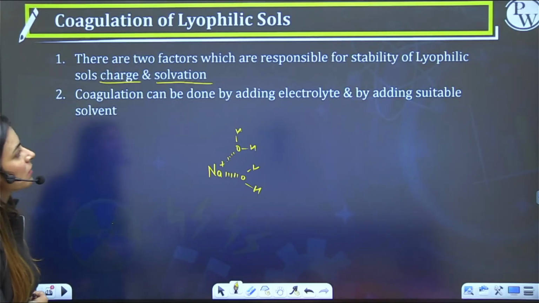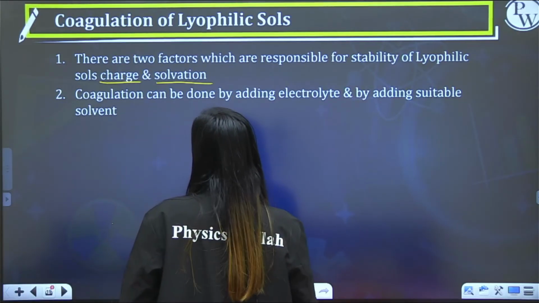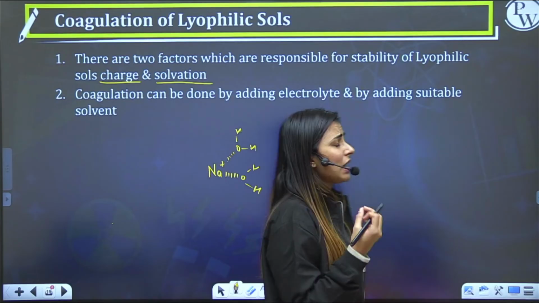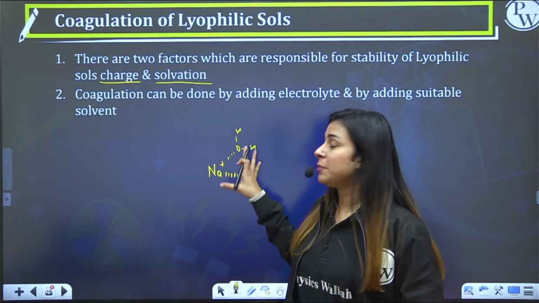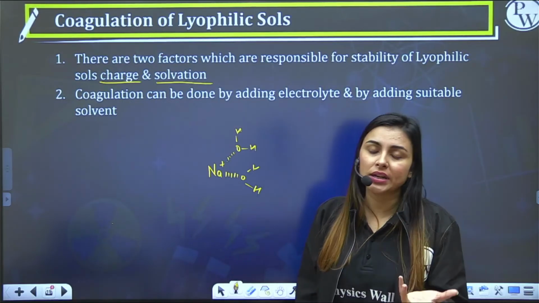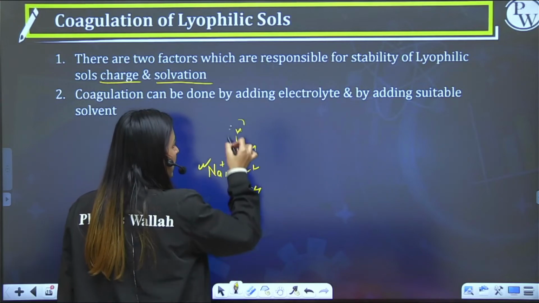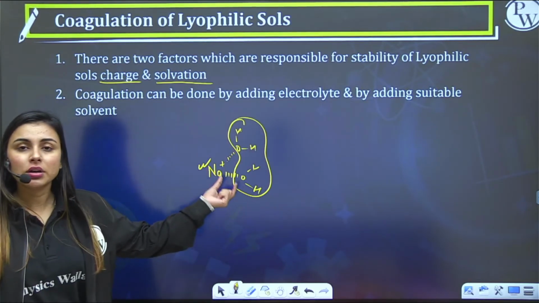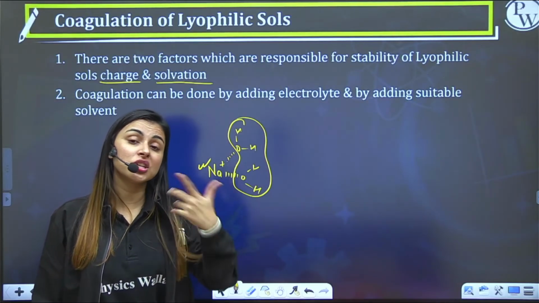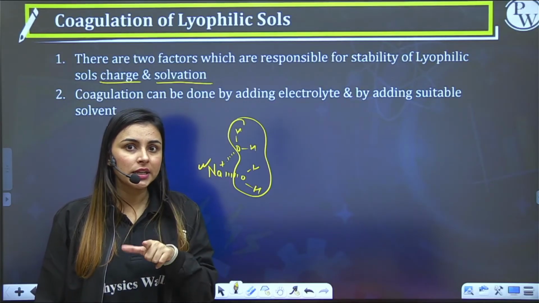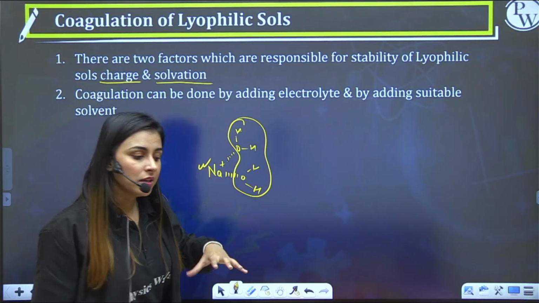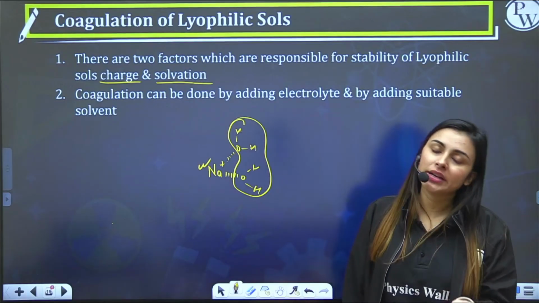The coagulation can be done by adding electrolyte and by adding a suitable solvent. Now this is completely stable and you want to coagulate this very stable colloid. How can you do that? You know that this solvent, let's say water, is stabilizing it through hydration or solvation. What if I remove this solvent and change it with something else? Some solvent which cannot solvate this particular ion, then there will be some destabilization and it will get coagulated.